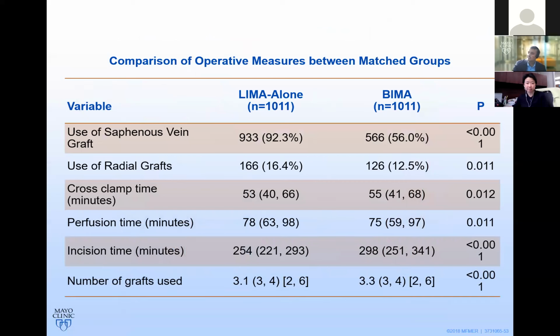And then we looked at the outcomes. We found that the vein grafts were, of course, less often used in the bilateral internal mammary artery group.